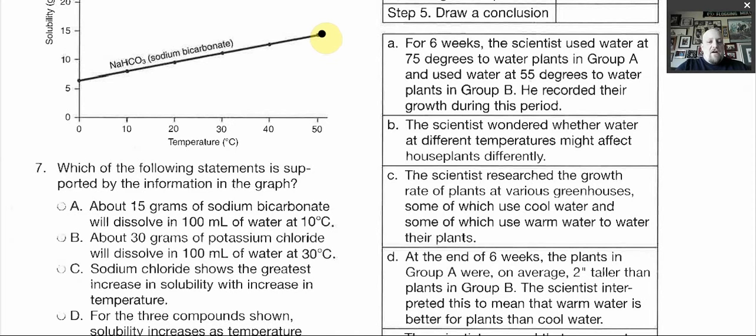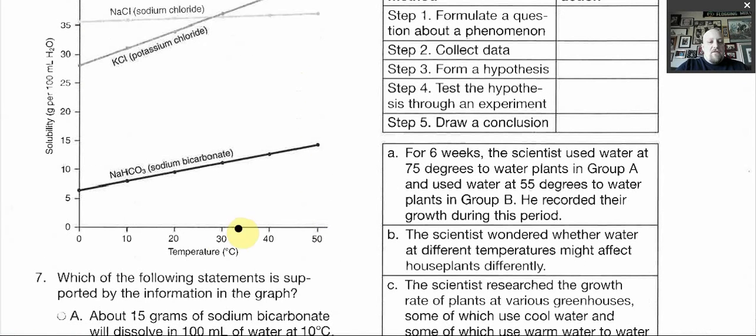Will dissolve in 100 milliliters of water at 10 degrees. Obviously not, because it's at 50. So you just line it up, X and Y. 50, 15 goes out to about here, so that's incorrect. 30 grams of potassium chloride will dissolve in 100 milliliters at 30 degrees. So 30 and 30, you find it here.